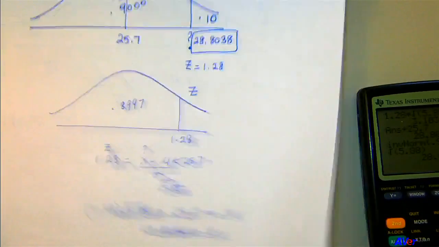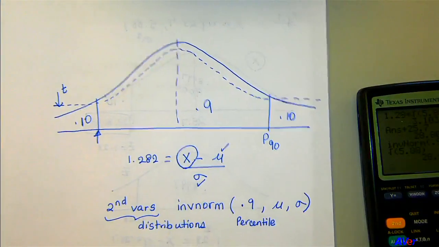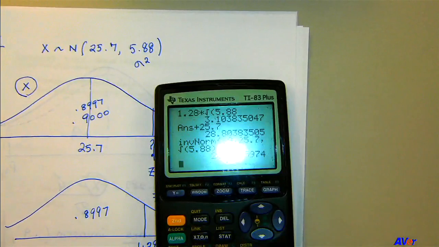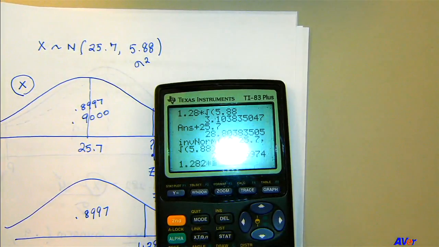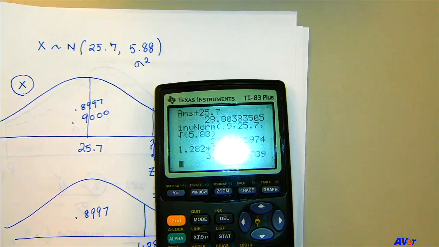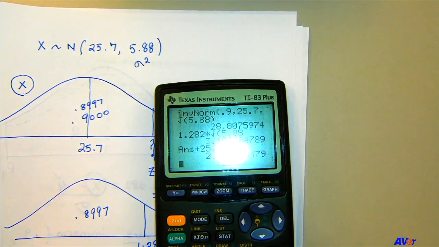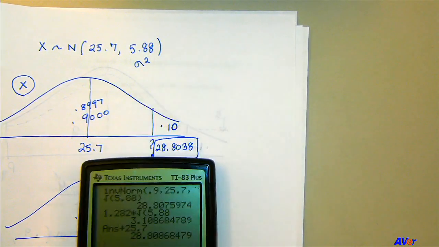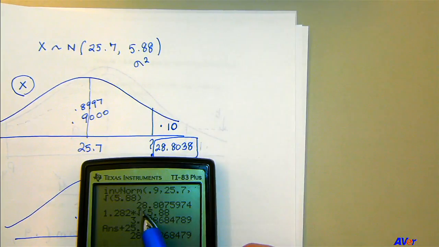Had I used 1.282, I would have gotten a better number, right? So let's see. If we put in 1.282 here instead of 1.28, what do we get? 1.282 times rad 5.88 plus 25.7. 28.8087. And the real answer, the exact answer, is 28.808. Also here I have 28.809. So it differs by 1/1000th, which is not much. Get it?